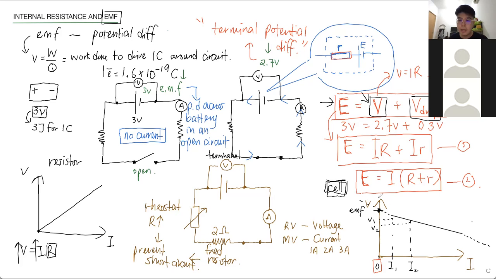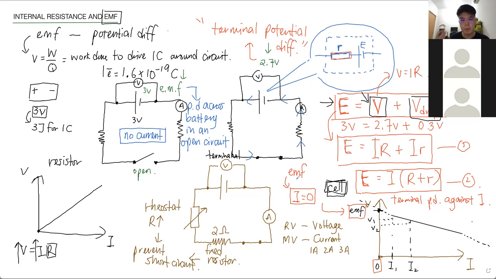Okay, so this graph is terminal potential difference against current, right? Against current. But how come we can get EMF from here? So that's why you have to understand EMF is actually potential difference, just that the current flowing in the circuit is 0. In this case, it will show you the EMF of the battery, the real voltage of the battery.